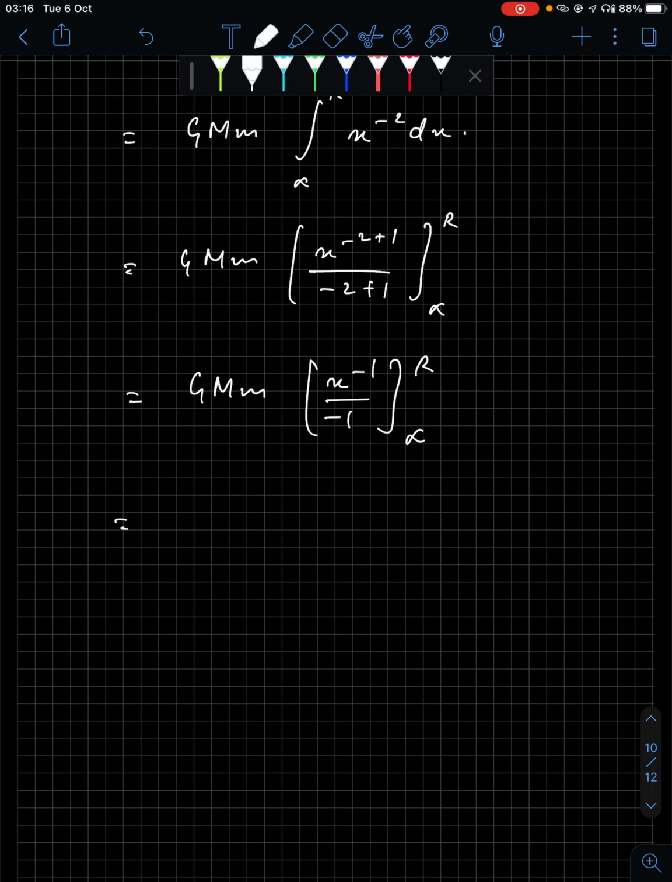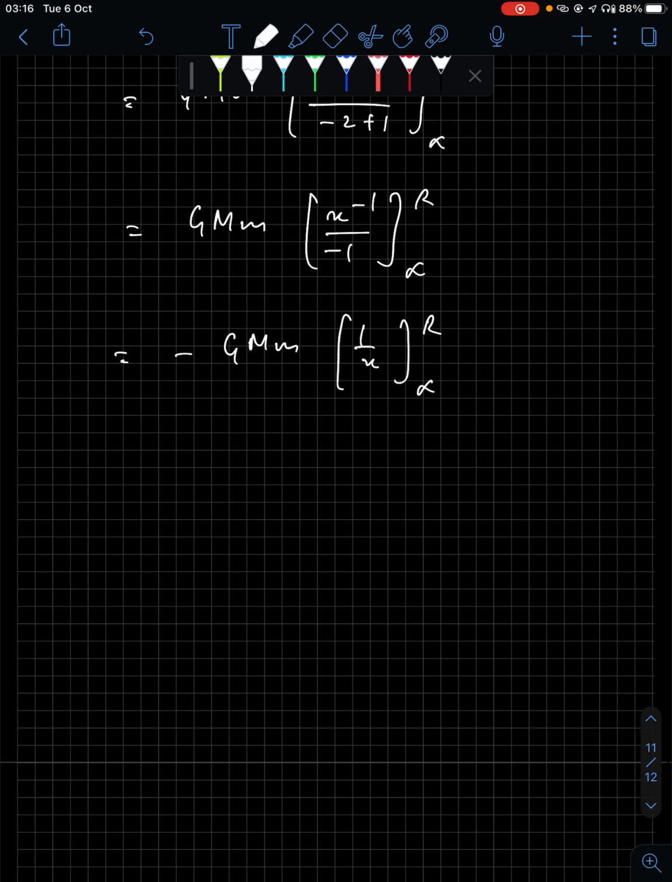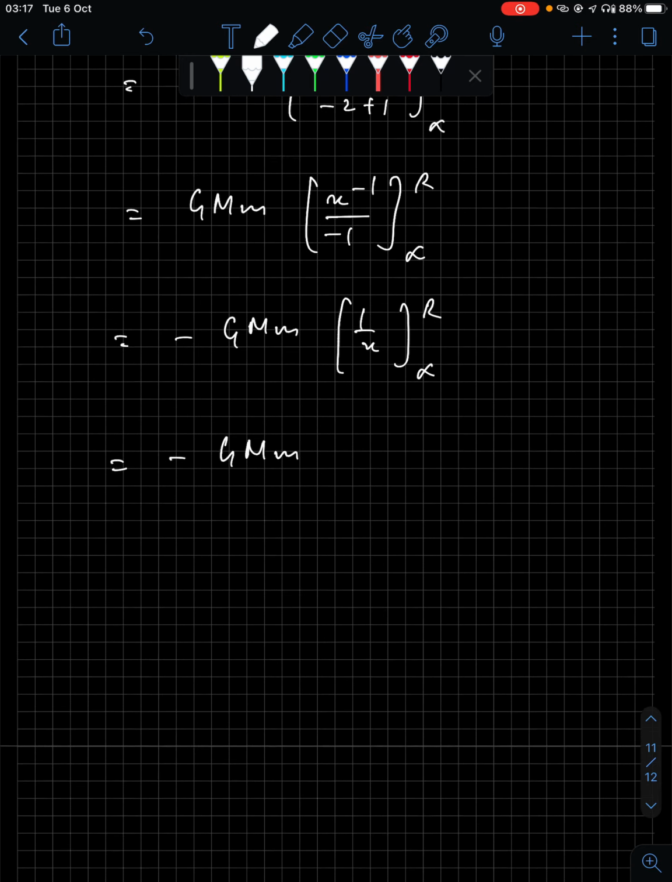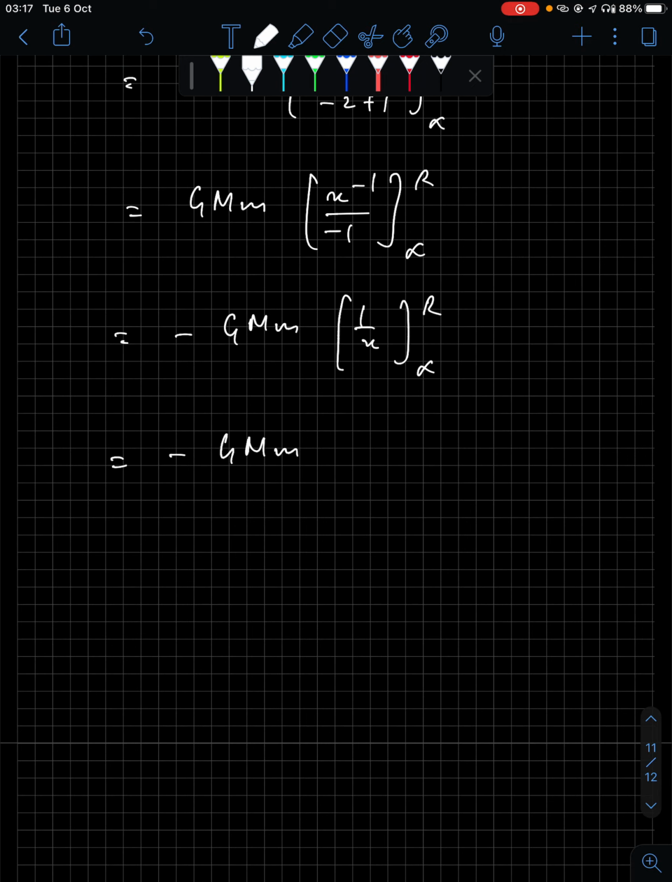Now in the second next step we'll be using the limits. So minus GMm, and here you have 1 by x. Now you see the limits are always used in place of the variable, okay, and the rule is upper limit minus lower limit. It's never lower limit minus upper limit. It happens under a situation when you have a minus sign inside, but here also we had that, but we took the minus sign outside. So initially you may start with this, okay.